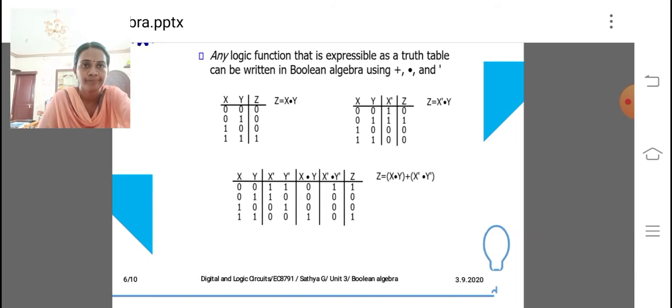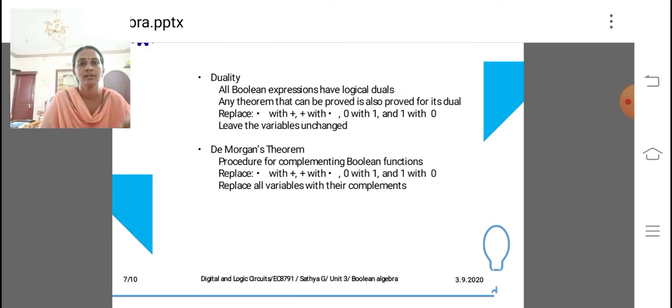And our next topic: in Boolean algebra, we have discussed three different laws, that is commutative, associative and distributive law, and two more important theorems, that is duality and De Morgan's theorem, also play a vital role in digital units. The first one is De Morgan's theorem.